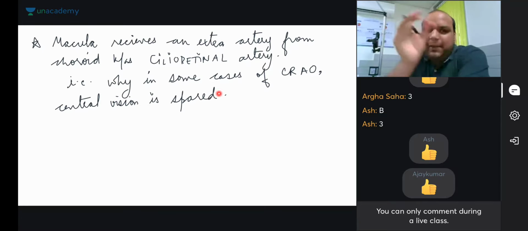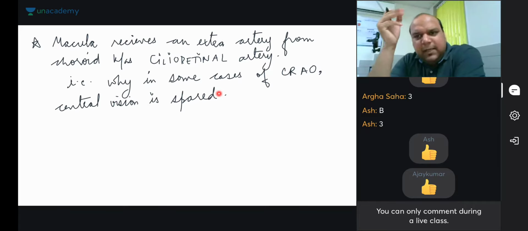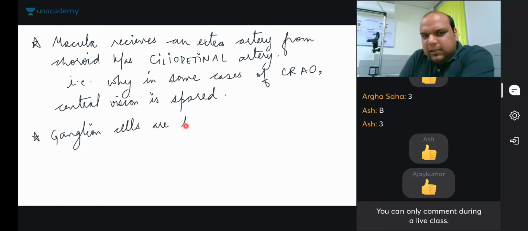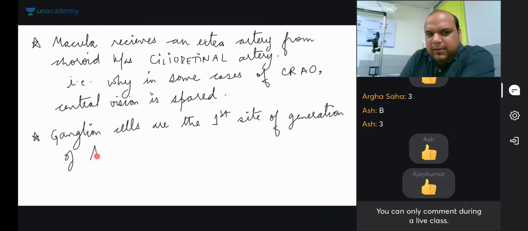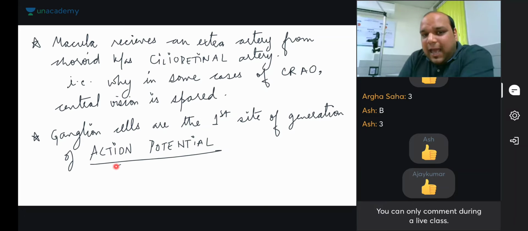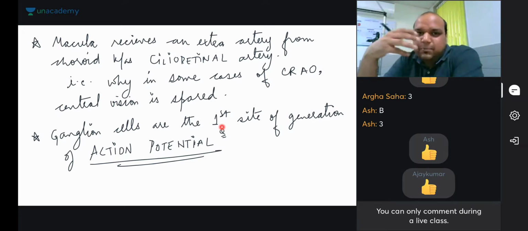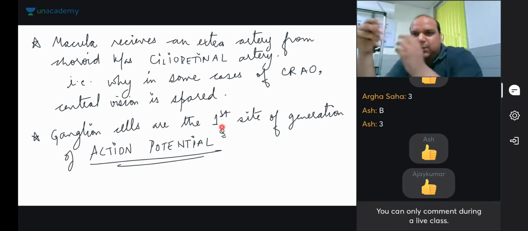If the macula is still supplied, the macular vision will remain because it has its nutrition, and the central vision will be spared. Then a very physiology point, I won't go into the details. Ganglion cells are the first site of generation of action potential. Even though ganglion cells are the third order neurons, we say the action potential is actually generated in the ganglion cells. In photoreceptors and in bipolar cells, action potential is not generated. It is graded potential. It just accumulates and transfers from one place to another.